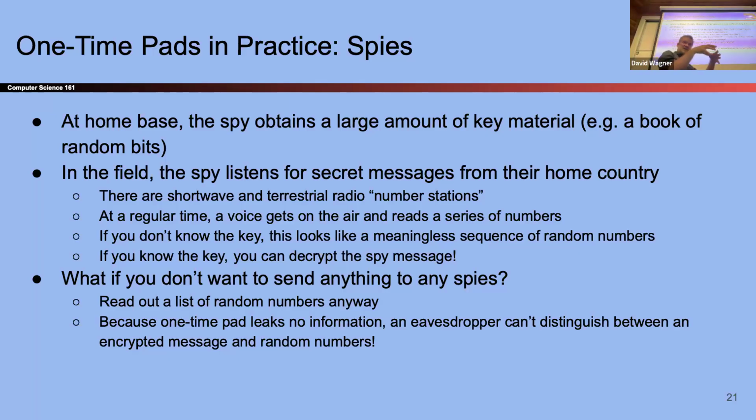Before the spy embeds into foreign territory, they get given key material, pads, like a bunch of pieces of paper with the keys written on them. That's why it's called a pad, because it's like a pad of paper with key material written on it. And then each time the spy wants to send a message back home, they pick a new piece of paper and they encrypt their message with that piece of paper, and then they get rid of that piece of paper and they don't use it again.